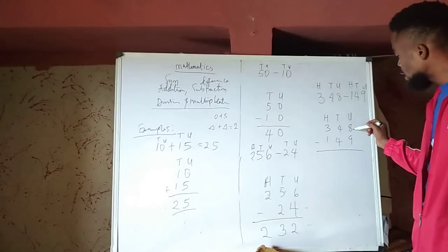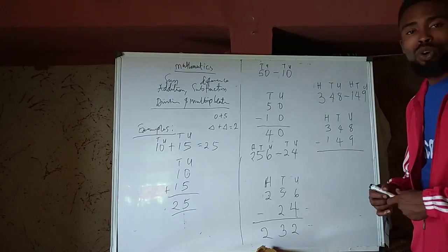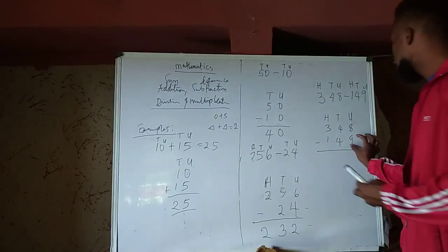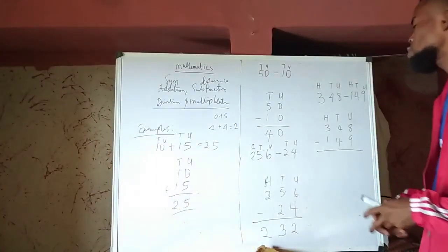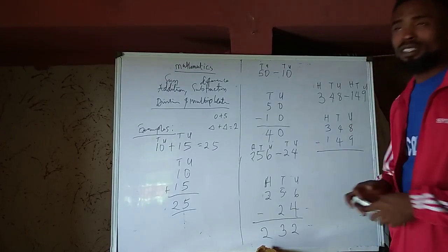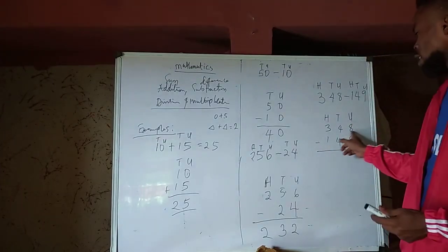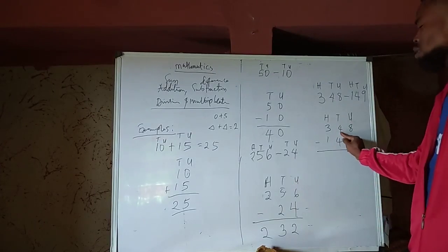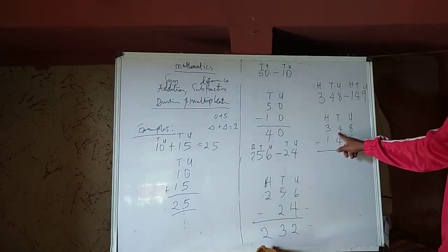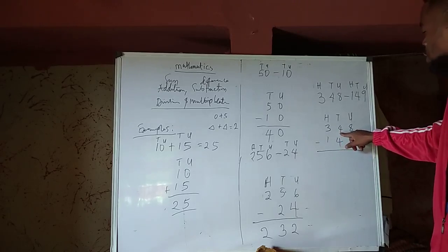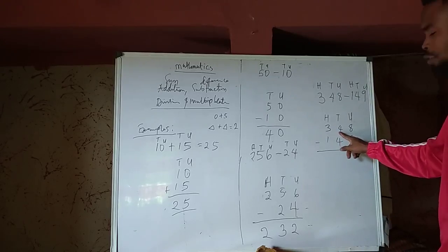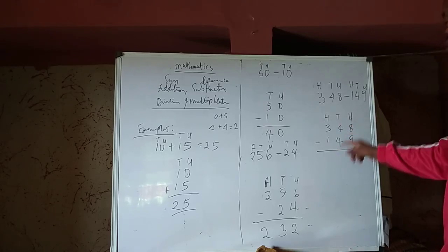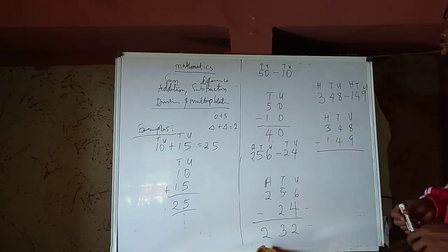Now look at this. 8 minus 9 cannot work. We cannot remove 9 from 8 because 8 is smaller than 9. So what do we do? Remember that this number is not standing alone. It is in a family of numbers like 3, 4, 8. So it can actually borrow from this guy. So what we do in this case is that we are going to take 1 from 4. When we take 1 from 4, we add it to 8. It will become 18. Now, why did it become 18?